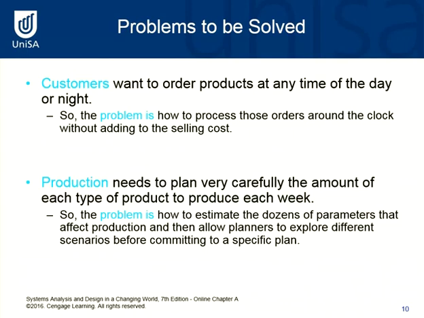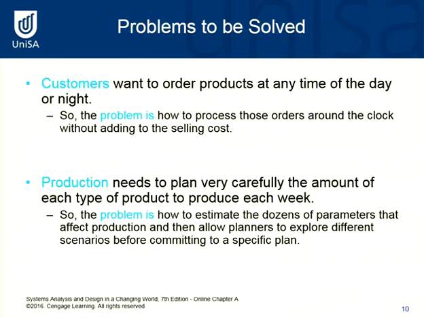So I think it's important to determine where we start. There are certain problems that need to be solved in organisations, and here are some classic examples of the types of business problems that may need to be addressed. I've got, in blue highlighting, what the potential problem may be. Let's have a look at the first example. Customers might want to order products at any time of the day or night.